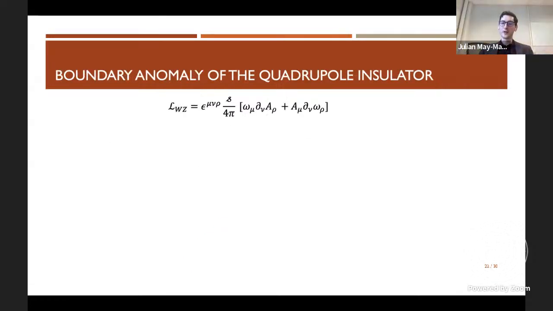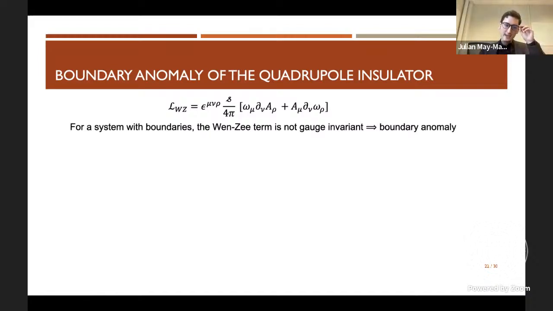But it turns out we can actually learn a little bit more about our quadrupole insulator by looking at the anomaly structure of this Wen-Zee term. And it turns out that for a system with boundaries, the Wen-Zee term is not gauge invariant, which implies a boundary anomaly. For those who aren't familiar with this language, a quantum anomaly is basically what happens when you have a non-conservation of a charge based on some sort of quantum fluctuation. And typically the smoking gun signature of a quantum anomaly is that if you take a gauge field and add it to our system, we're going to find that the divergence of our current is going to be non-zero.